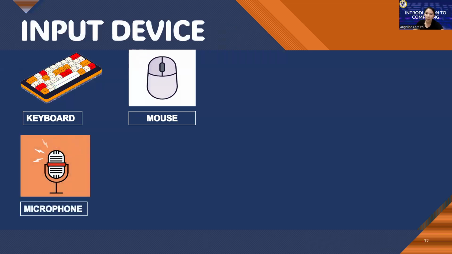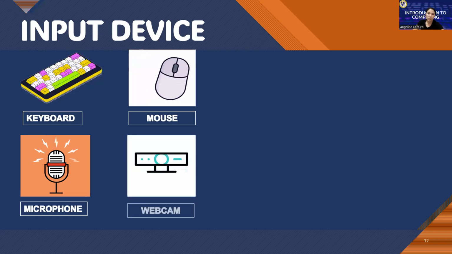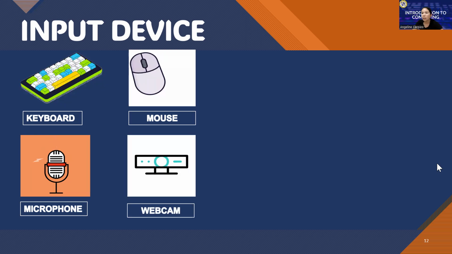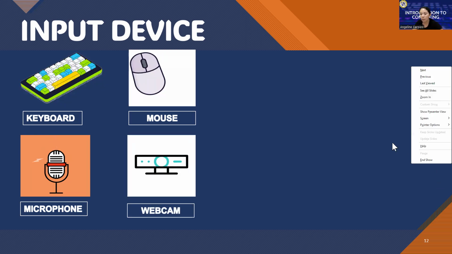The next is the microphone. Microphone receives sounds generated by an input source and sends that sound to a computer. The next is the webcam. It receives images generated by whatever it is pointed at and sends those images to a computer.